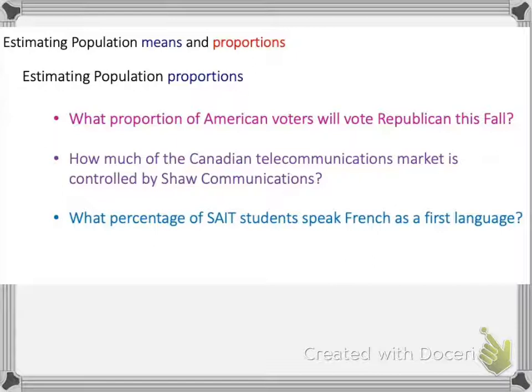Or if you're talking about market share, how much of the Canadian telecommunications market is controlled by Shaw Communications? So that's proportion. You will express that as a percentage. Or what percentage of SAIT students speak French as a first language? That's another proportion scenario. So if you're going to estimate population proportions, you are answering questions that sound like these.